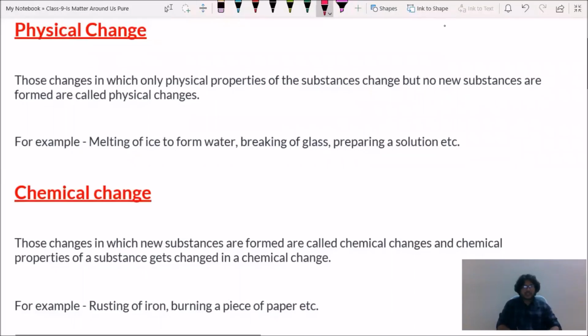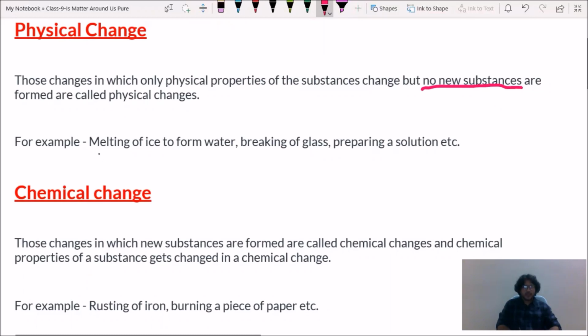So, physical change. What is meant by physical change? Those changes in which only physical properties of the substances change but no new substance is formed. So any change in which no new substances are formed is known as physical change.